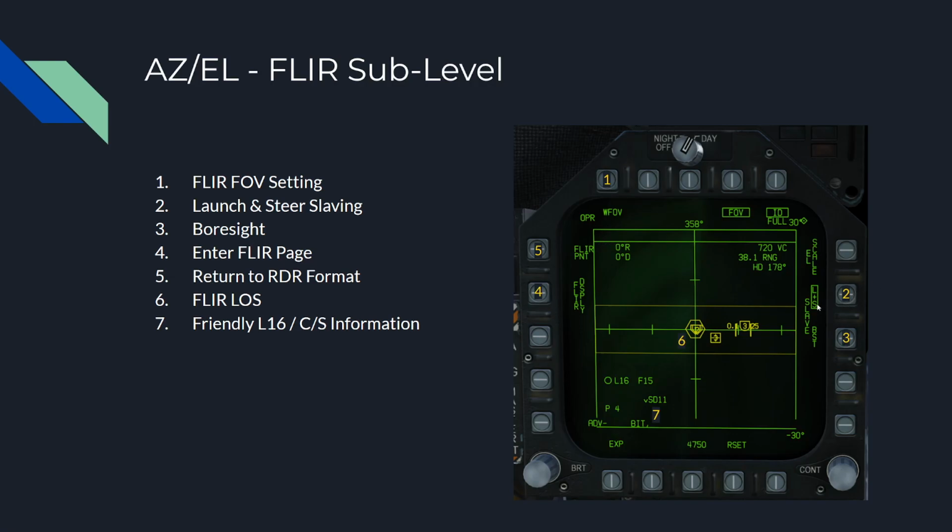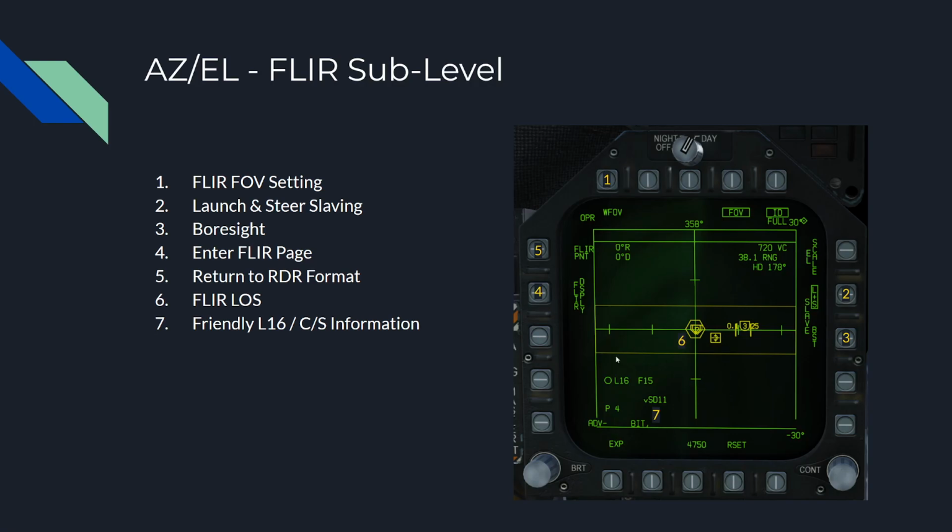2 is going to be your slaving, or what the FLIR is going to slave to. Right now it's set to slave to your current launch and steer, so it's going to slave onto whatever my radar is set to launch and steer on. If I press this key right here, BST, boresight, it's going to just zero out the FLIR's line of sight. However, it does give me manual control after I press that button, so I can go straight to the FLIR display, and I can start manually moving the FLIR around once I've set it to boresight.